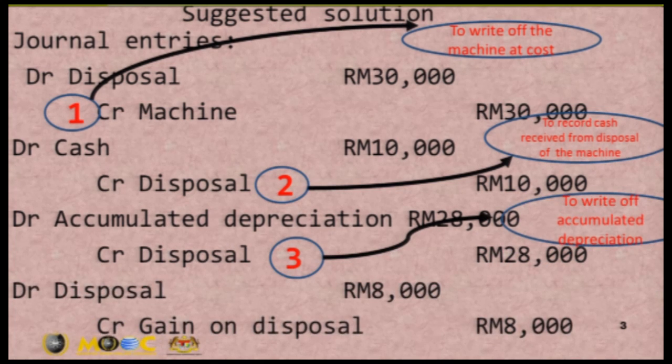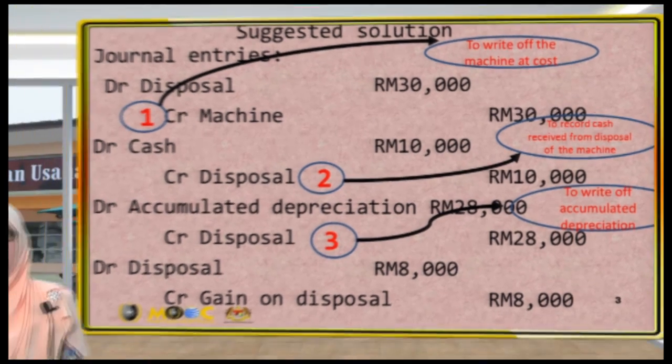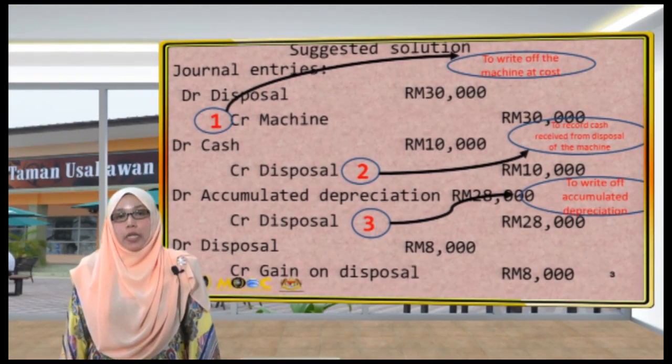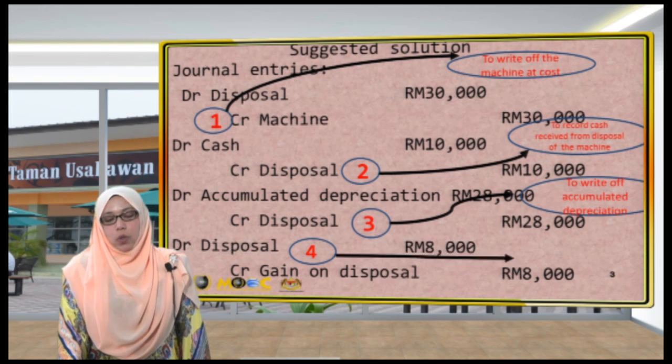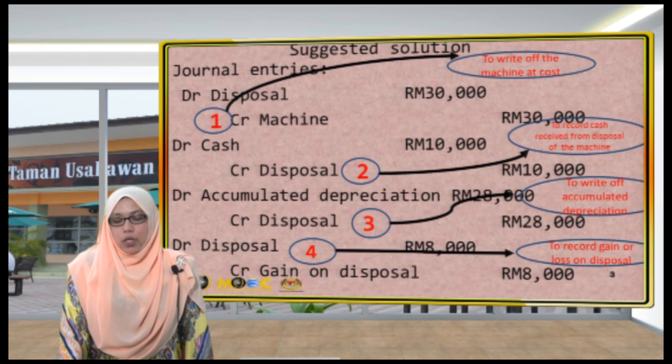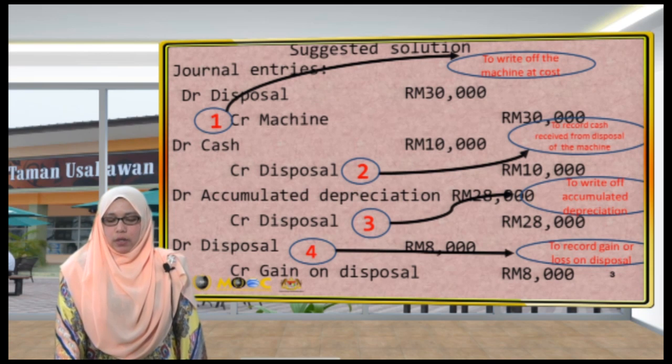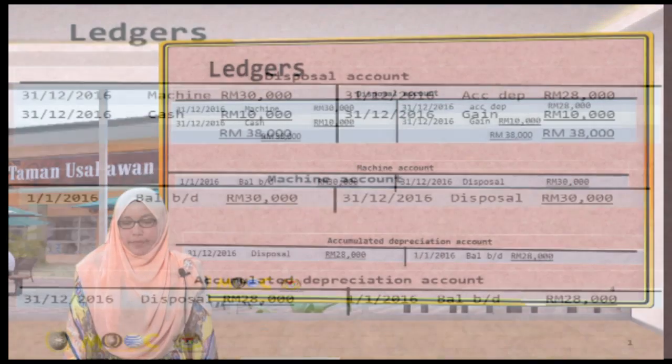Next, the last journal entry: we debit disposal for 8,000 and we credit gain on disposal for 8,000. So this is to record the gain or loss on the disposal. So the gain on the disposal is 8,000.